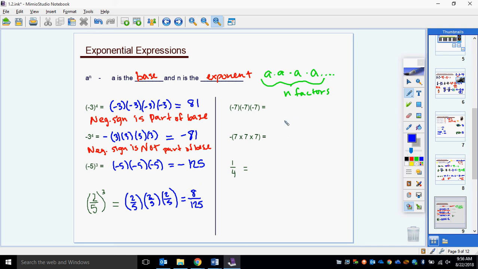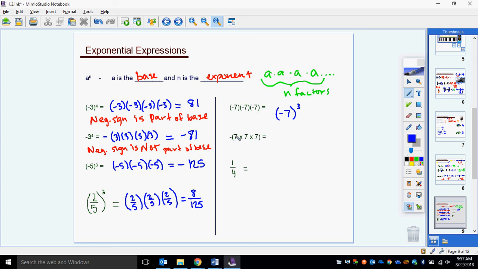Over here, we went from exponential form and evaluated it. Now I want you to turn this into exponential form. What would this look like as one of these? Well, find the base by saying what's being multiplied by itself. Okay, negative 7. And then how many times is it being multiplied? 1, 2, 3. So 3 is my exponent.